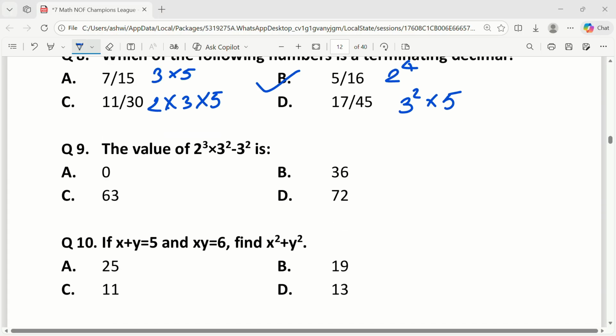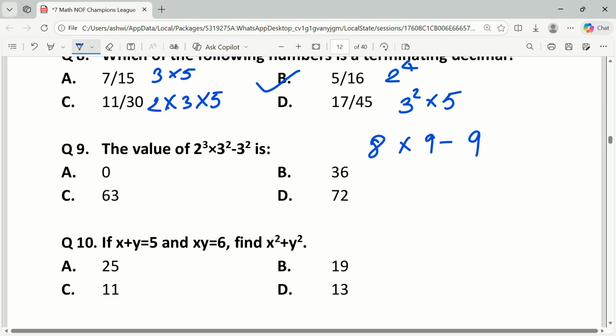Question 9. The value of 2 to the power 3 into 3 to the power 2 minus 3 to the power 3 is. Evaluating the powers, we have 2 to the power 3, that is 2 into 2 into 2, that is 8, into 3 to the power 2, that is 3 into 3, that is 9, minus 3 to the power 2, that is 3 3s are 9.